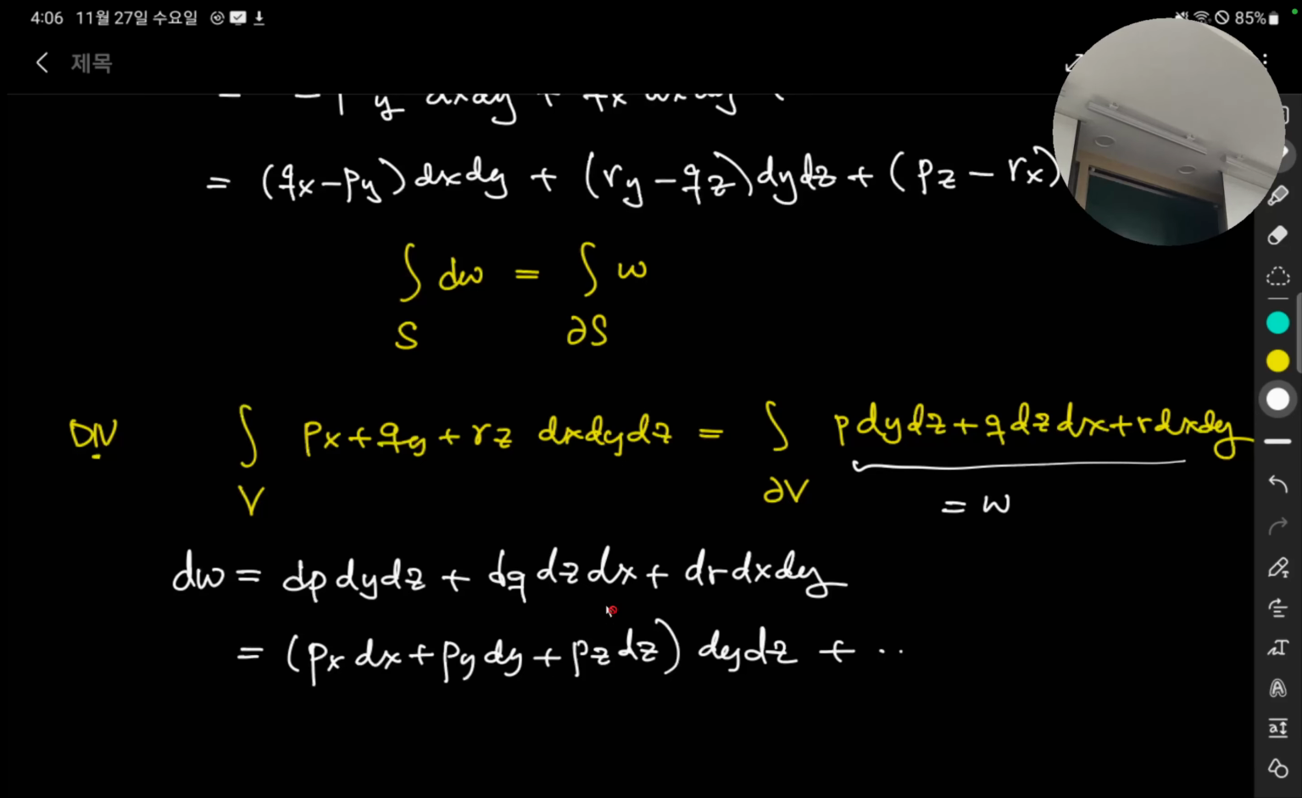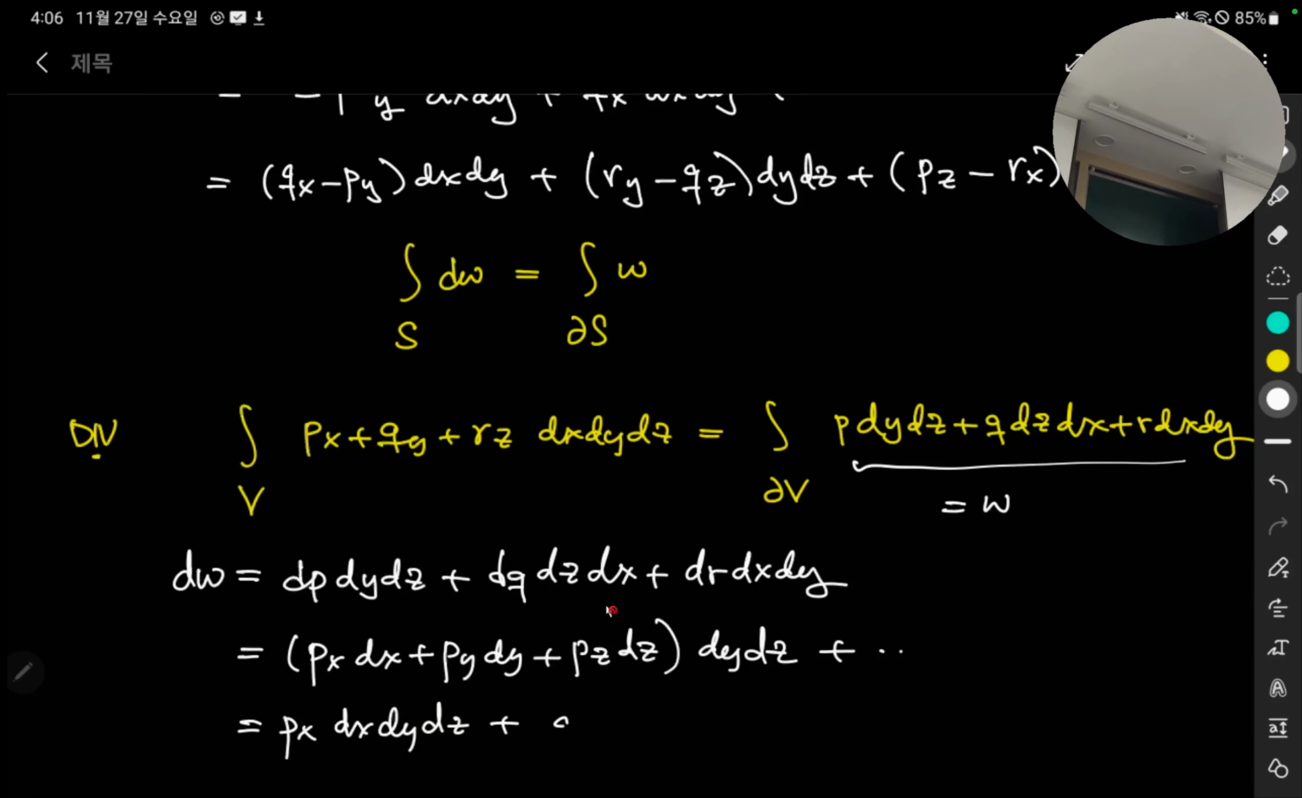Here we have two dy's. When you multiply these two, it goes to 0, and the dz term also becomes 0. So what survives is the px part. So we have px dx dy dz.